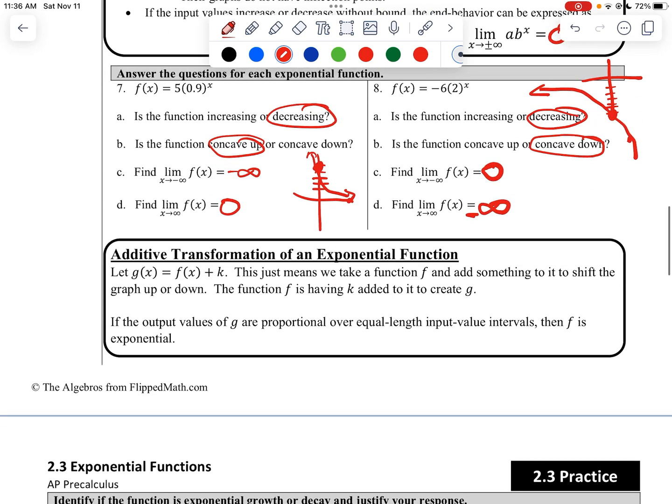Now, a couple things about additive transformations. If you have g of x, and it's f of x plus 6, so maybe we have 2 times 3 to the x, plus 6. What do you think that plus 6 does? Well, it moves it up 6, right? Now, a couple more things: if the output values of g are proportional, then automatically f has to be proportional and exponential as well.